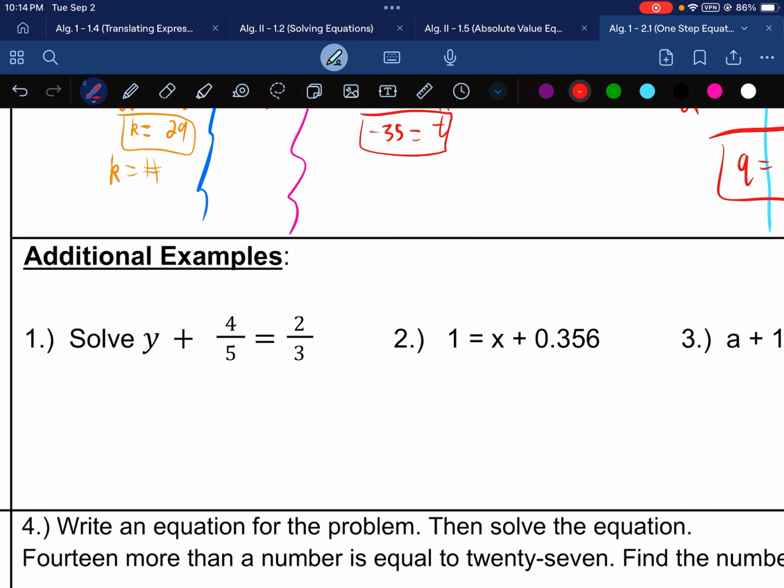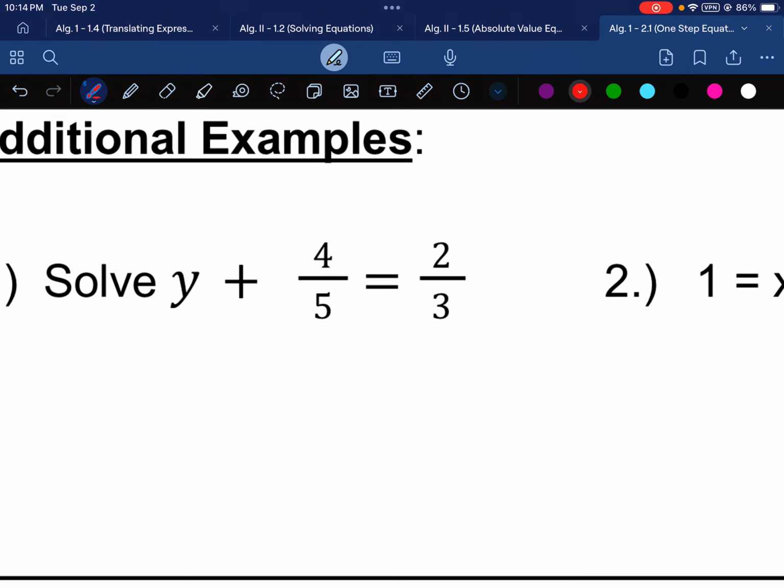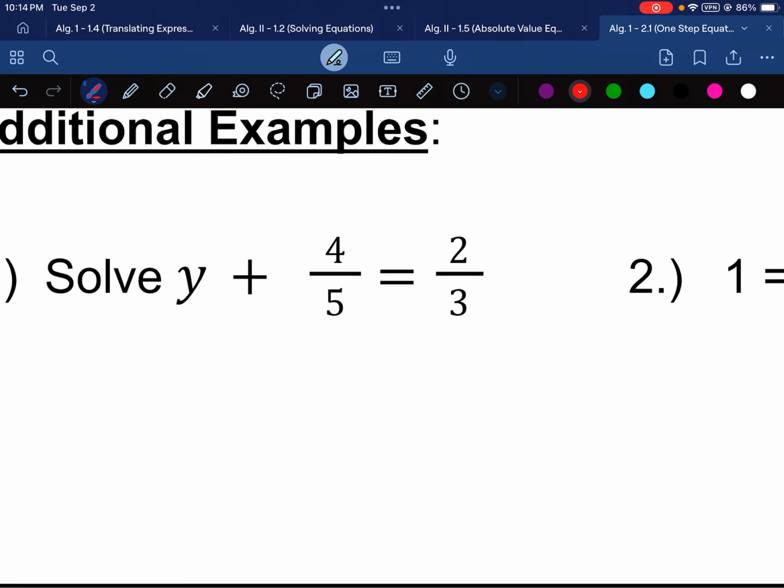Some additional examples that involve fractions or decimals. How fun. Here on number 1, y plus 4/5 equals 2/3. Now y is being added by 4/5. So to undo that addition, we would subtract 4/5.